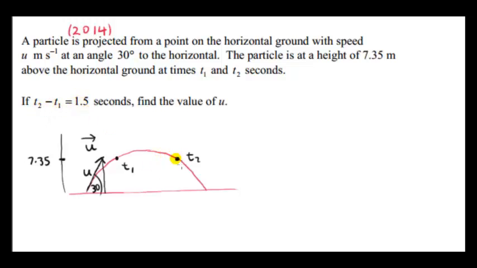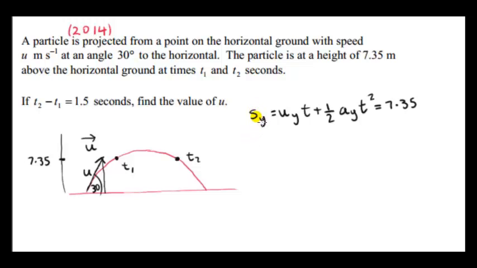So clearly at time t2 the particle must be here, and at time t1 it's here, because t2 must be greater than t1 for the difference to be positive. So we're given the y displacement of the particle. It's 7.35, so that's sy, or we could just write y here.